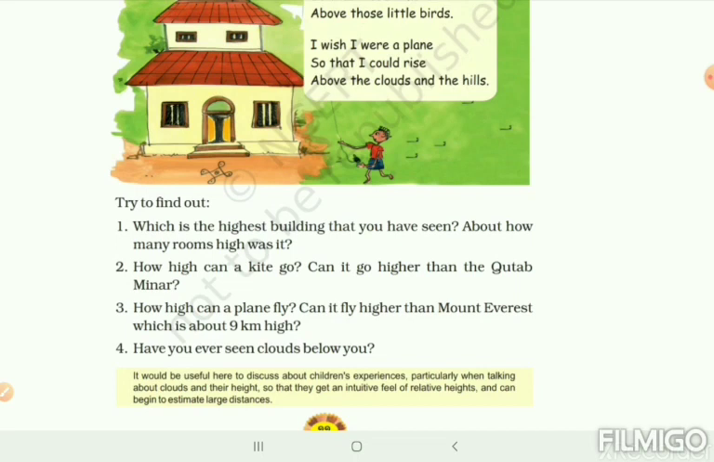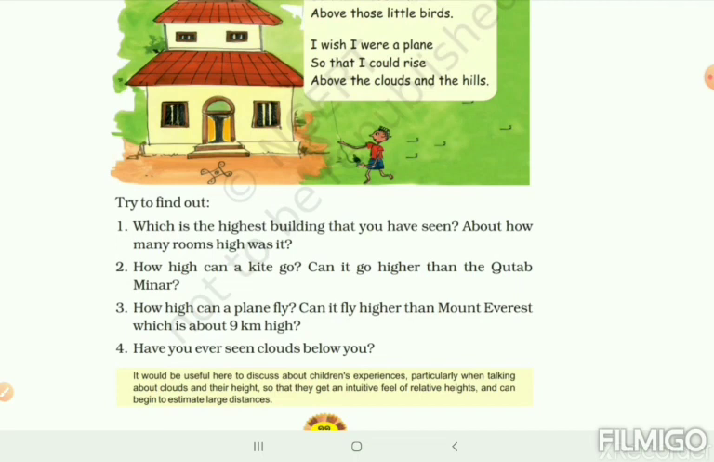So something like that you can find out and write. Okay, next question. How high was a kite? Can it go higher than Qutub Minar? Okay, a kite can go about 100 meters high. So yes, it can go higher than Qutub Minar. How high can a plane fly? A plane can fly more than 10,000 meters high. And can it fly higher than Mount Everest, which is about 9 kilometers high? Yes, of course, it can fly higher than Mount Everest.